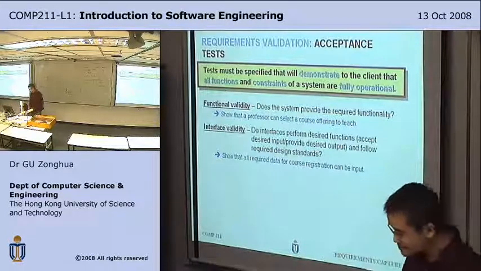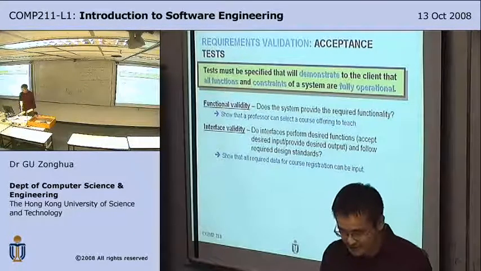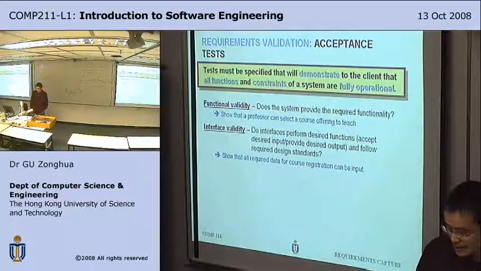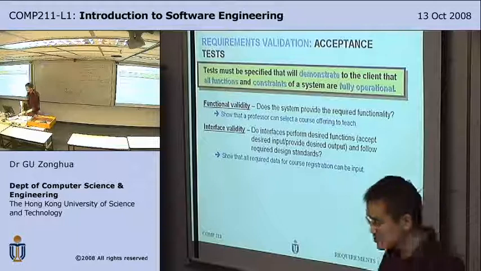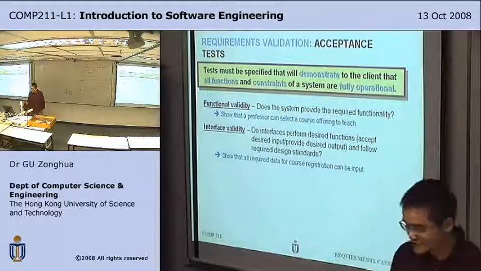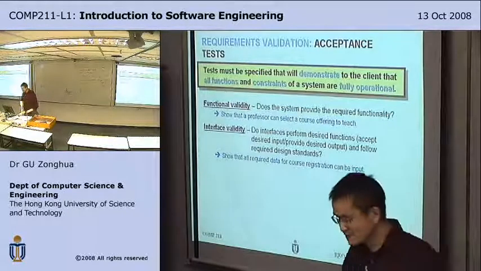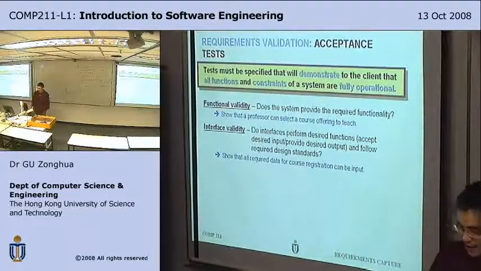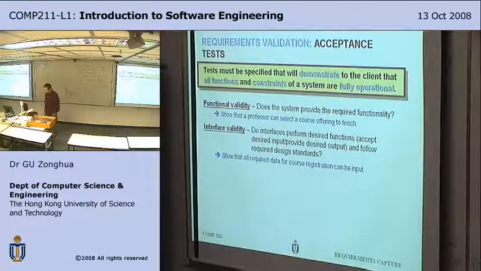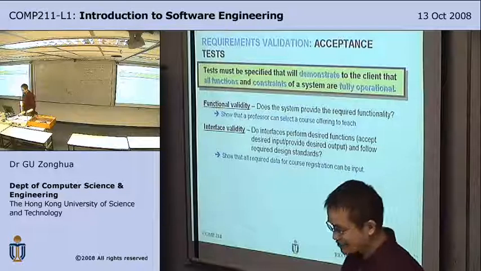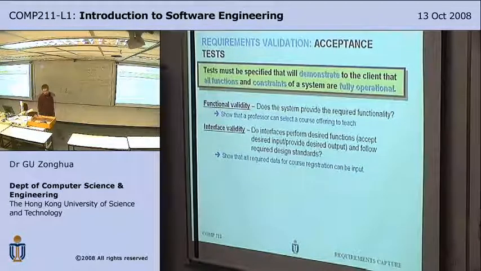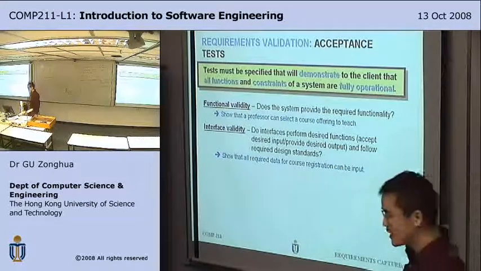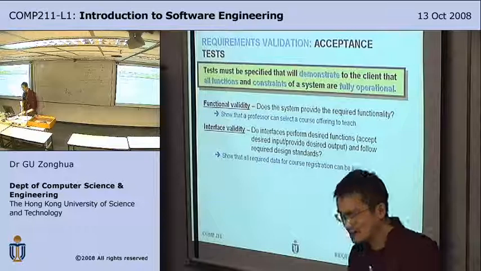Interface validity. So do the user interfaces perform desired functions, accept desired input and provide desired output, and follow any design standards? Show that all the required data for course registration can be input. So if your dialog is missing some fields so that you cannot enter the semester, then it violates interface validity.